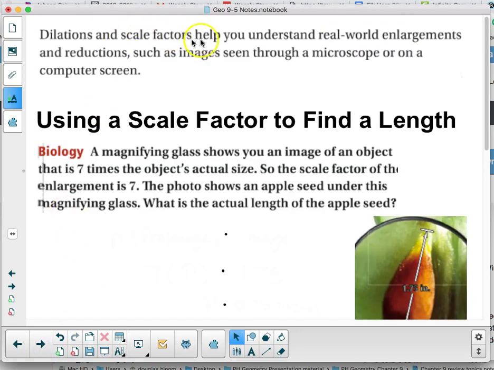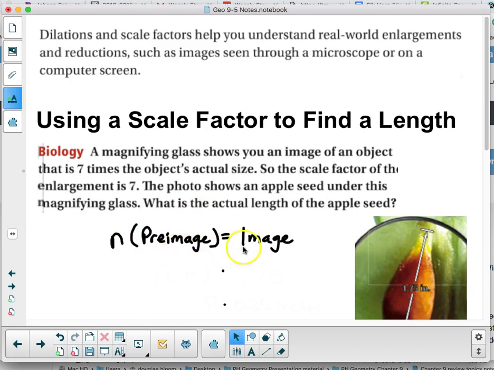Okay, dilations and scale factors help you understand real-world enlargements and reductions, such as images seen through a microscope or on a computer screen. Using a scale factor to find a length. Biology: a magnifying glass shows you an image of an object that is 7 times the object's actual size. So the scale factor of the enlargement is 7. The photo shows an apple seed under this magnifying glass. What is the actual length of the apple seed?